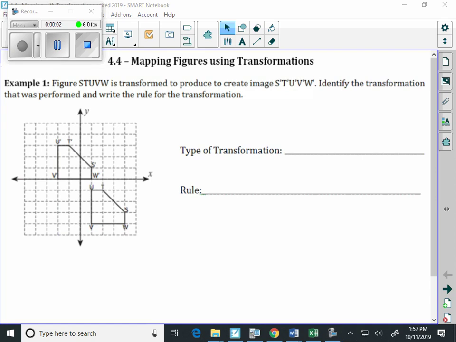Today we're going to talk about mapping figures using transformations. And I just want to remind you before we get started on these notes that we've been working with three types of rigid motions. We talked about translations, and I put in parentheses "slides" when we did our notes earlier. Sliding means that we're moving the picture right, left, up, and down somehow.